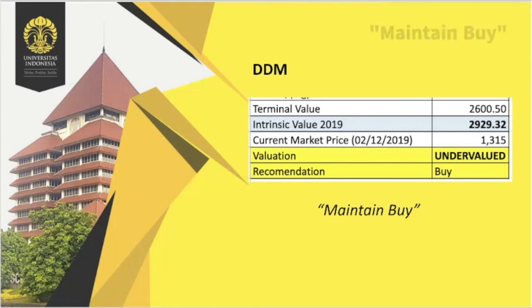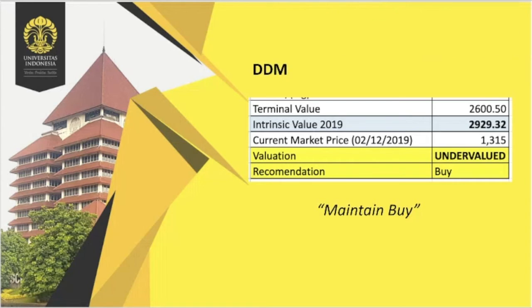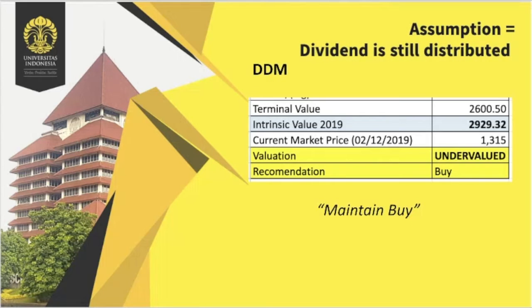In this method, we suggest to maintain buy as the stock is trading at an undemanding valuation. Nonetheless, diversification into coking coal and power plants will help to sustain the company's earnings in the long run. Our target price is around 2,000 rupiah, using the assumption of an average dividend growth rate of 9.80% for each year, with the assumption that in the future the dividend is still distributed.